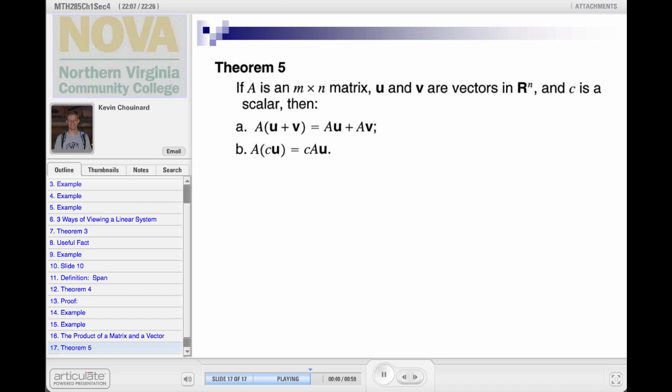So matrix A times the vector scalar C times vector u, that matrix times vector multiplication is the same as if you do the scalar multiple C times the product of matrix A and vector u.